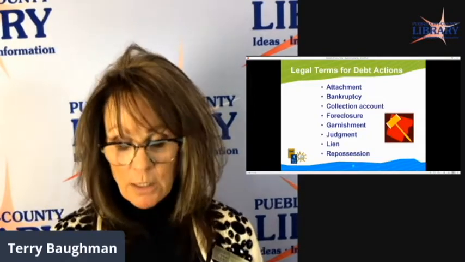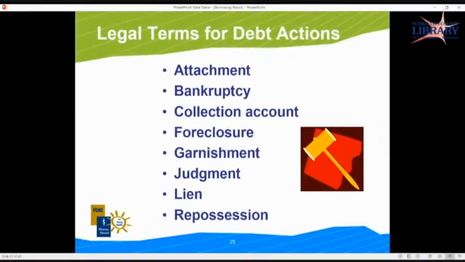An attachment is a lien against your personal property. Bankruptcy is a legal decision of insolvency, and that means it usually stays on your credit for about 10 years. That's a long time on your credit report, because it really takes a big hit on your credit when you have a bankruptcy. Collection account: past due accounts where they've put a collection in place where they're going to collect that debt from you. Foreclosure is another legal proceeding initiated by the lender to take possession of your property or your collateral.